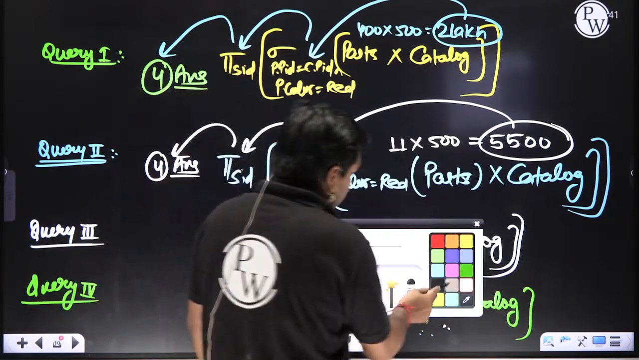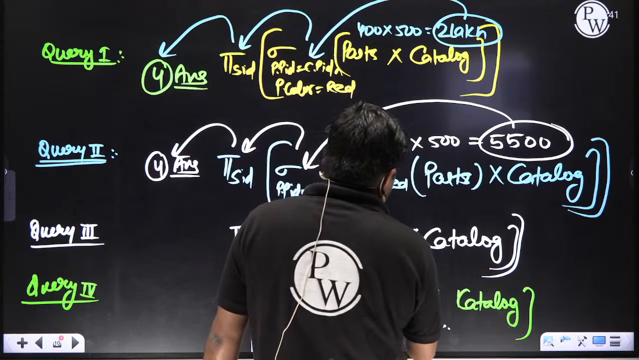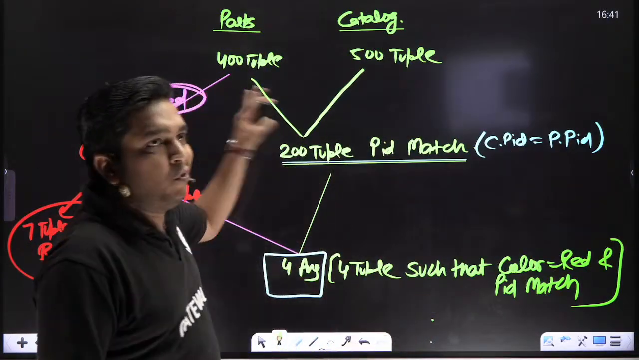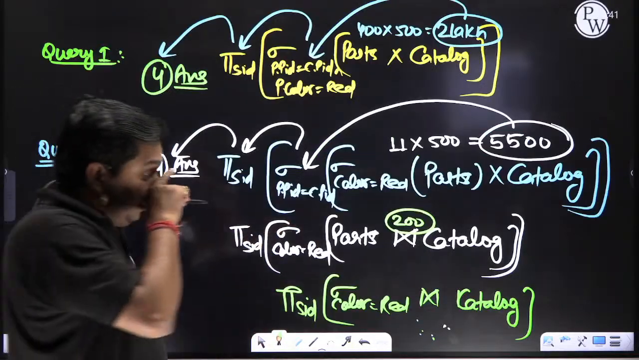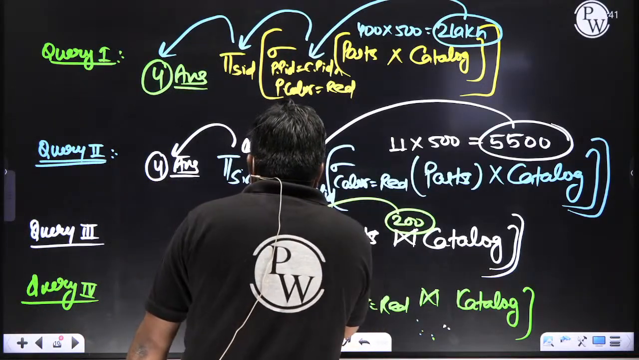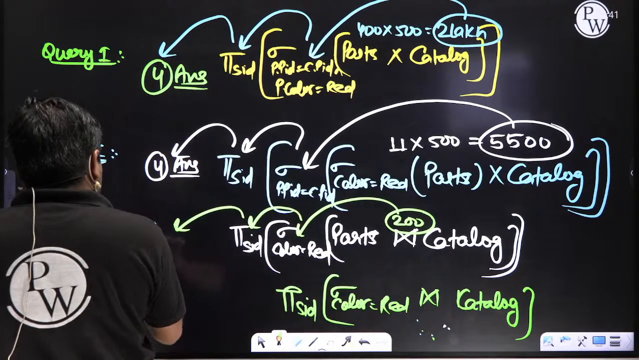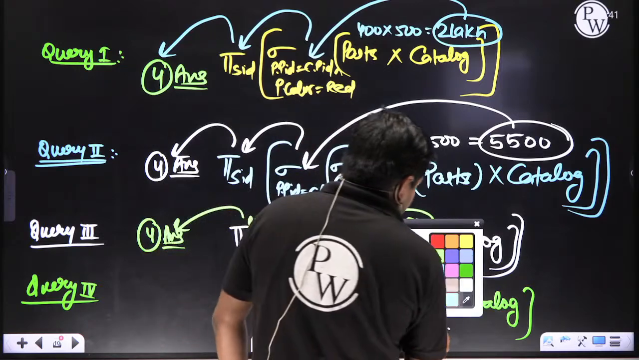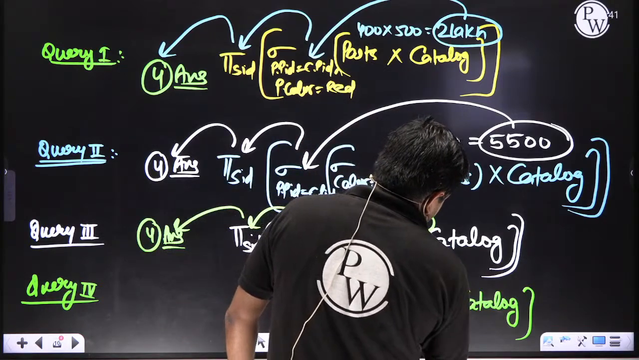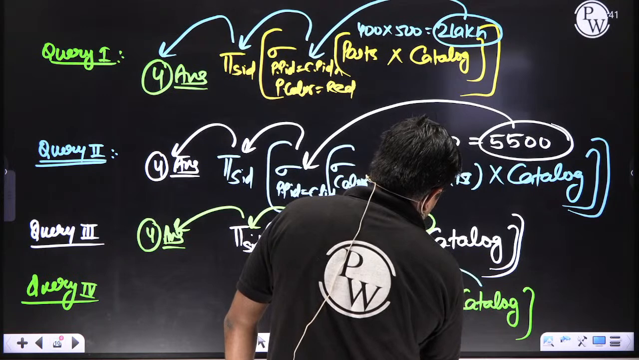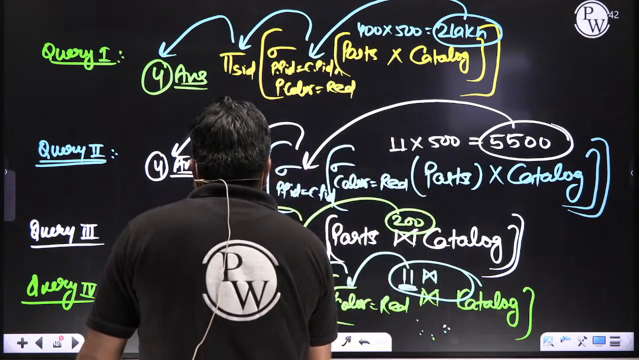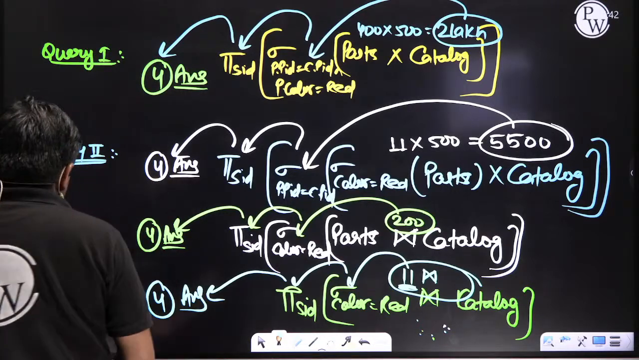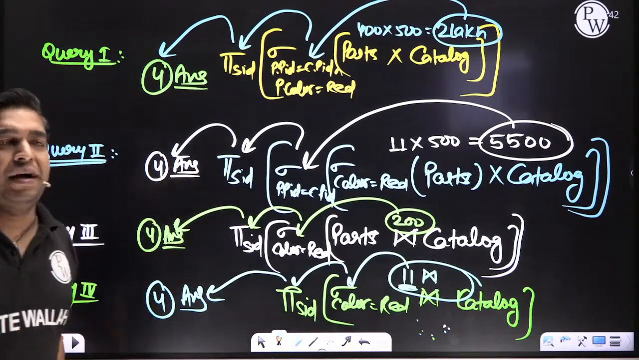Here you can directly apply on the 200 tuples. I told you this schema, this is the scenario. So you have to apply the query on these 200 tuples and you will get the answer 4. Here the calculation happens between 11 tuples only, then join. So according to me, query 4th is the optimized query.